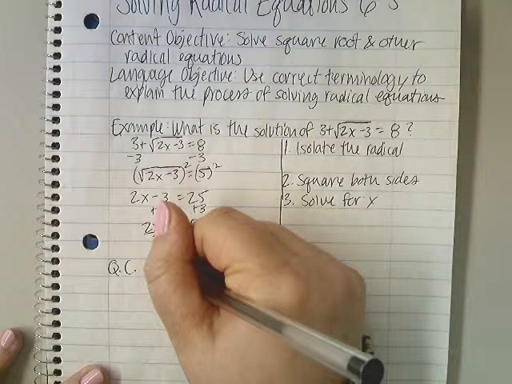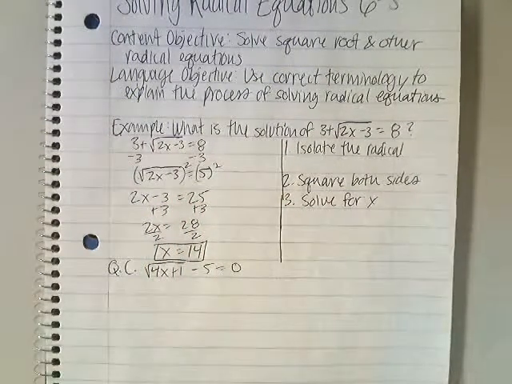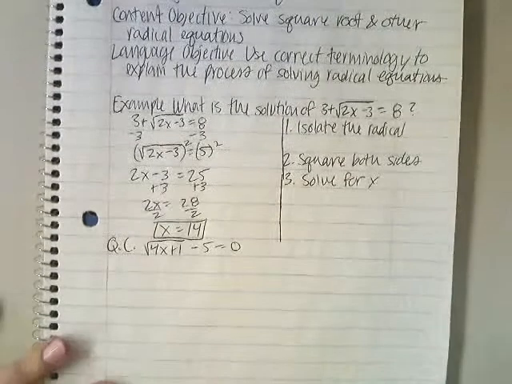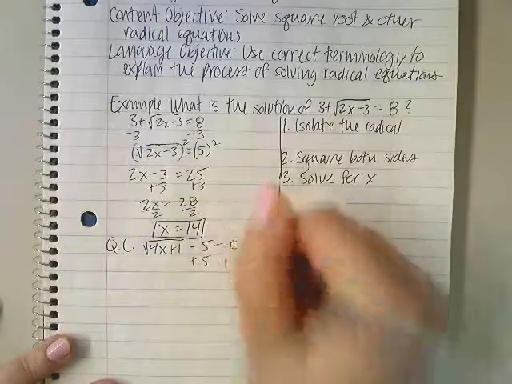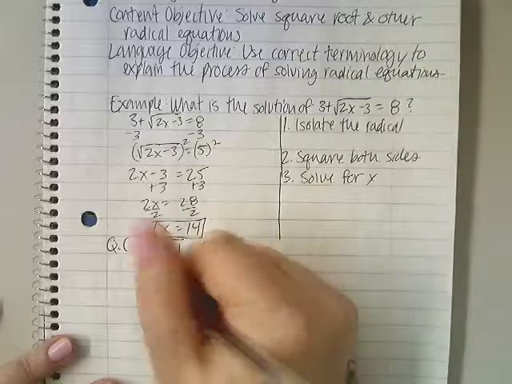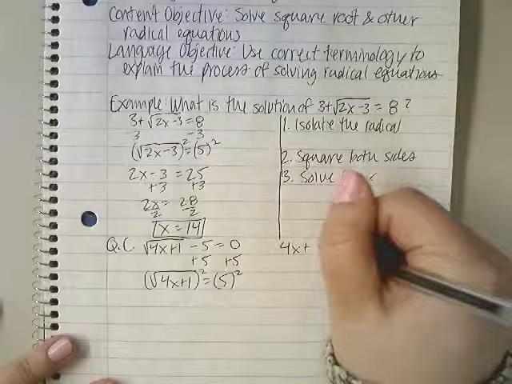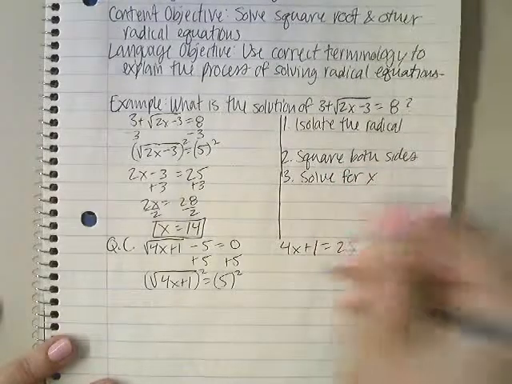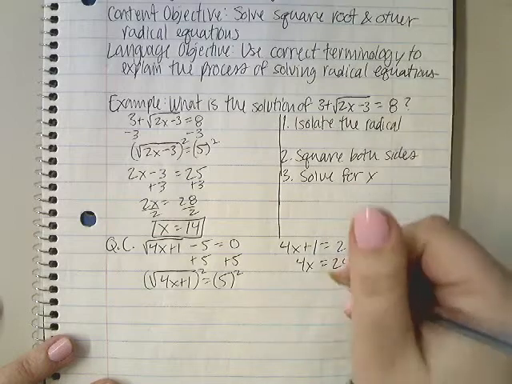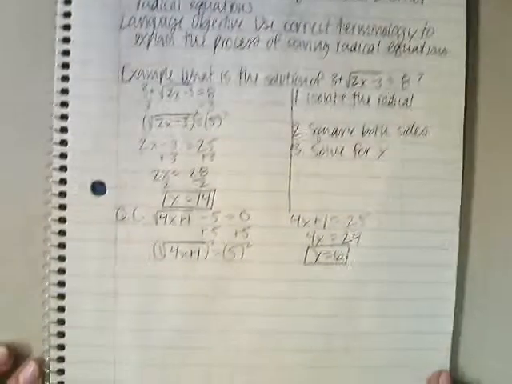Now we're going to do a quick check. The square root of 4x plus 1 minus 5 equals 0. So try that one on your own really quick. You're solving it just like before. I'm going to go over it now. So again, you start by isolating the radical. So you have the square root of 4x plus 1 equals 5. To get rid of that radical, you're going to square both sides, and you end up with 4x plus 1 equals 25. Again, I'm going to subtract 1 from both sides, and I get 4x equals 24. I divide both sides by 4, and I get x equals 6. So that's my answer for that quick check.